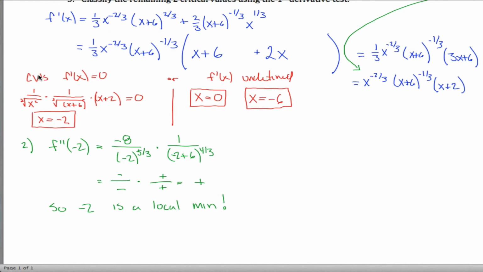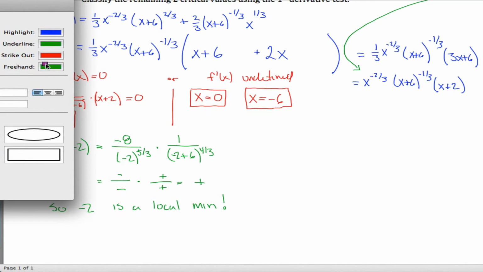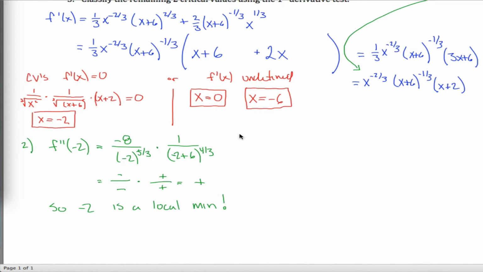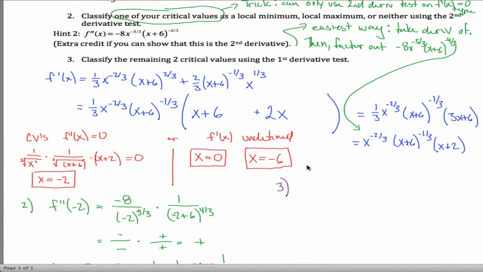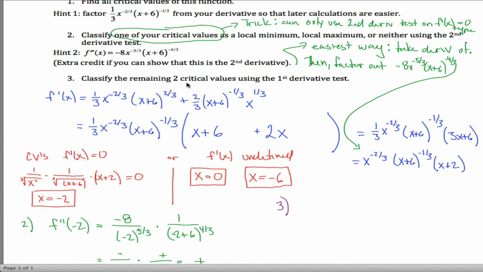That's number 2. Number 3, guess I need a new color, huh? That's how you know a problem's bad, when you get into the purple parts. Number 3 says classify the remaining critical values using the first derivative test. The first derivative test, it's not that fun.